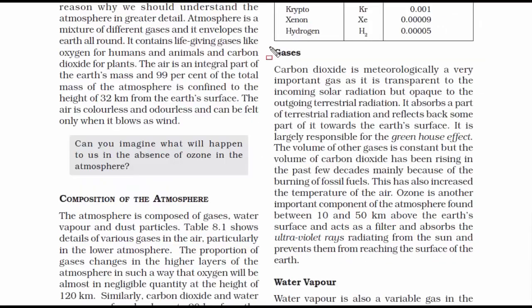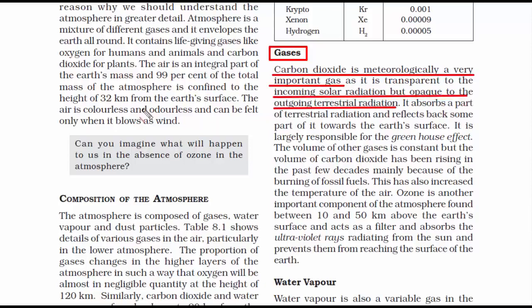Now let's read about this topic, gases. Carbon dioxide is an important gas. Remember this point, I'll get back to this. It is transparent for the incoming sun rays, but it is opaque to the outgoing terrestrial radiation. Alright, let me just explain this line, what I just said.